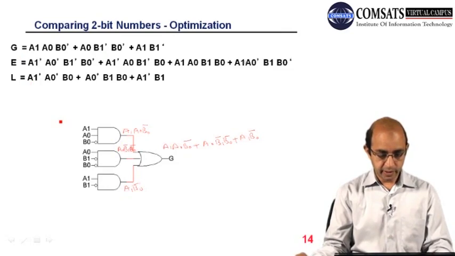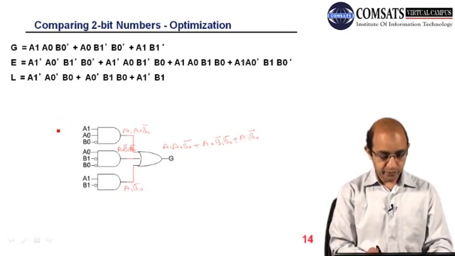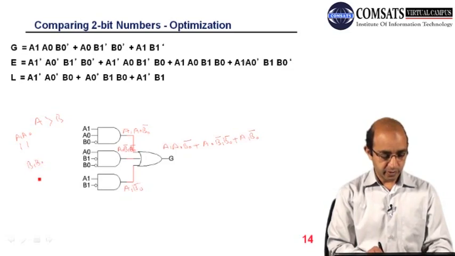So for example, if we have the scenario where A is greater than B, let's take A1 A0 as 1 1, and B1 B0 as 1 0.